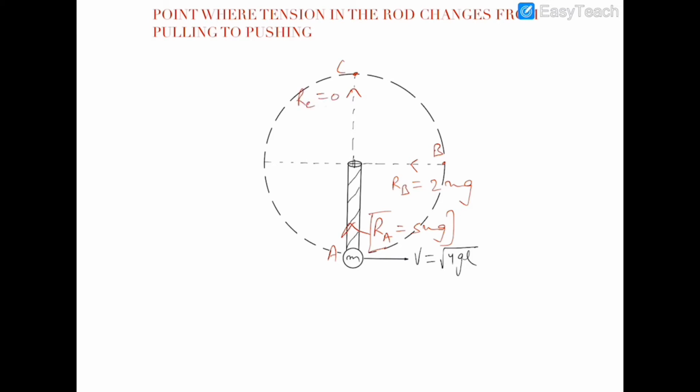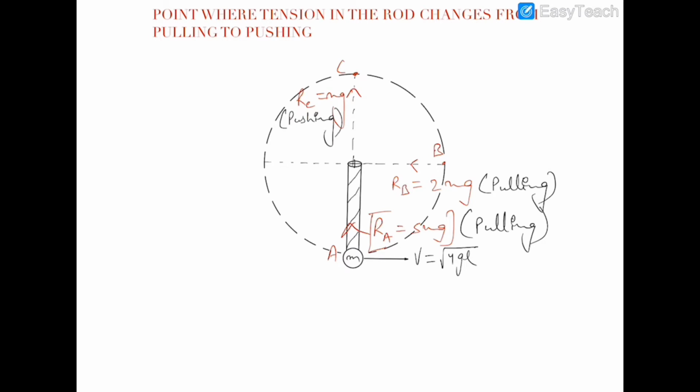0. In fact, it is mg, not 0. So you can see a trend that the reaction force at the bottom point is a pulling force, equal to 5 mg, and the reaction at point B is 2 mg, also a pulling force, and the reaction at point C is equal to mg, but now it is a pushing force.